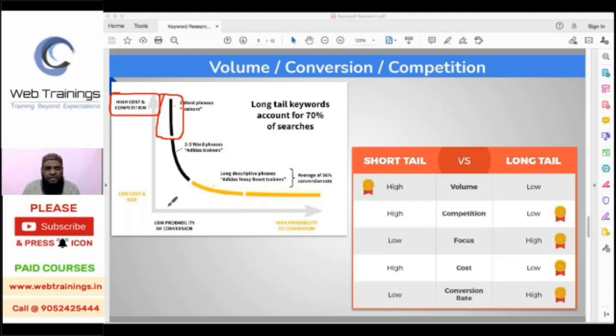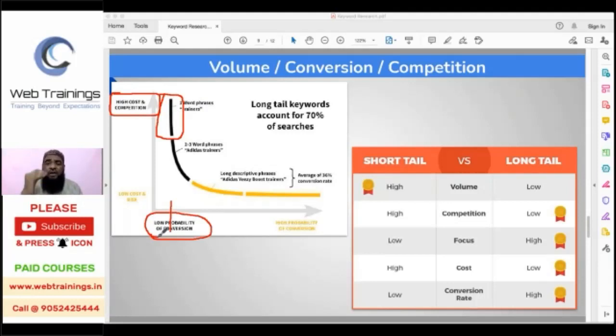At the same time, if you see this graph, this is the Y and this is the X-axis, the probability of conversion is very low. So the point is, you have very high volume, a lot of people are searching, but unfortunately no one is converting. That is the problem, and competition is crazy. So short tail keywords are not recommended. In simple terms, short tail keywords we don't want to waste our time on.